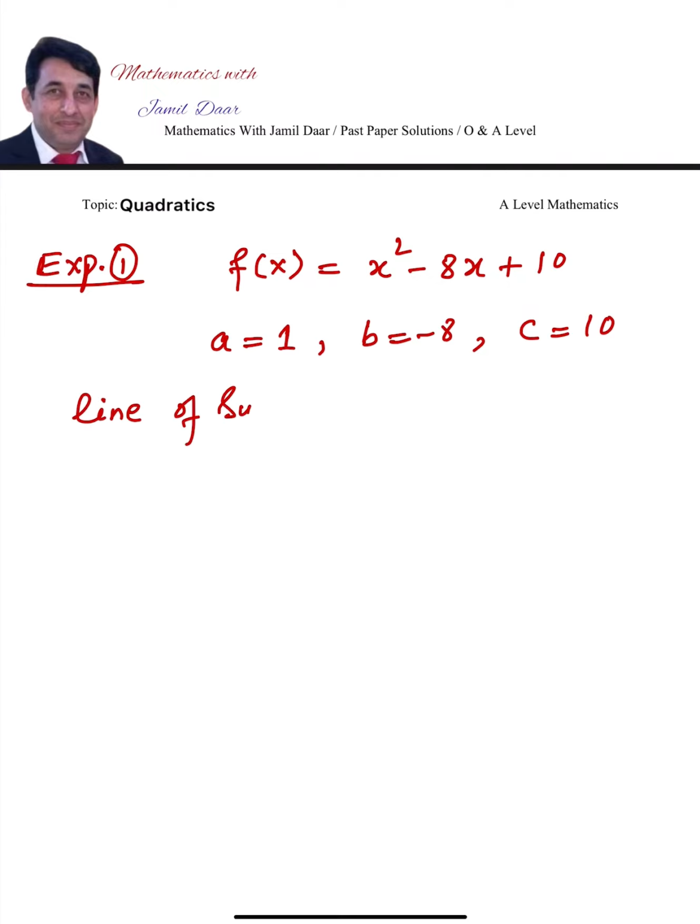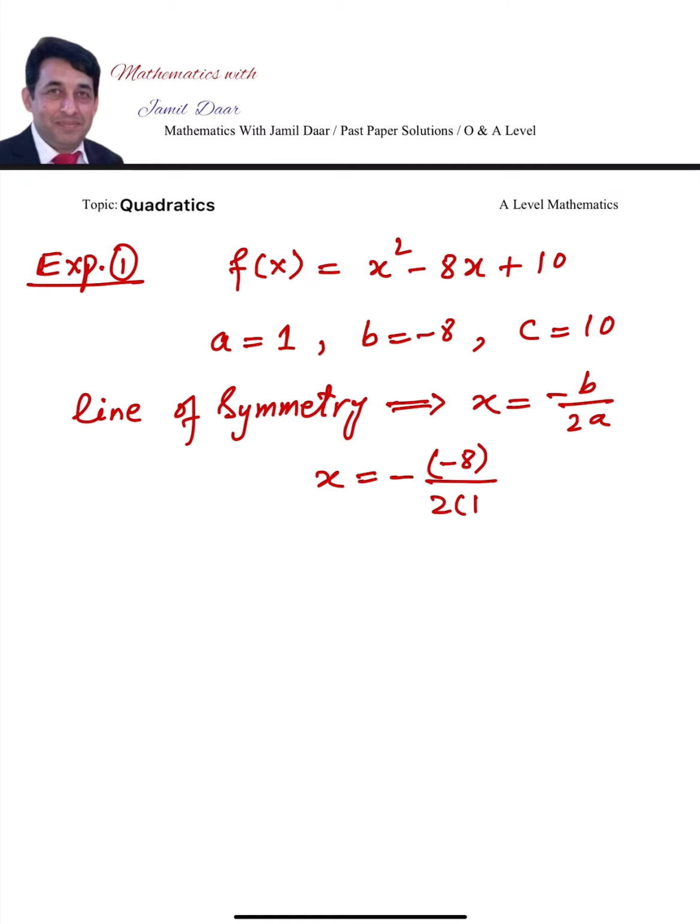Line of symmetry is equal to x is equal to minus b over 2a. So x is equal to minus b, b is minus 8, over 2 into 1, that will become x is equal to 4. So you got the value of the line of symmetry, and also the value of the x coordinate of the turning point. This is the x coordinate of the turning point.